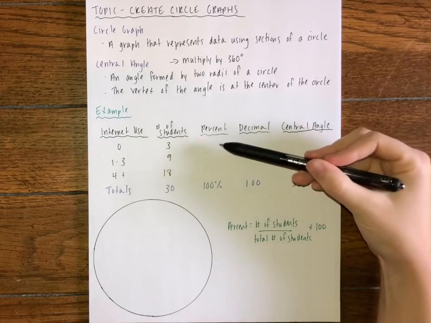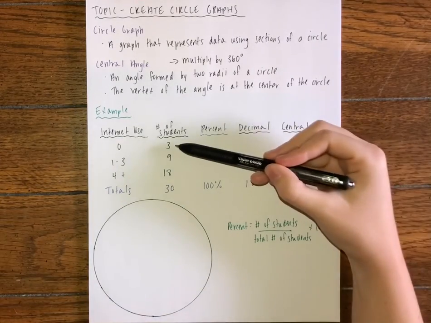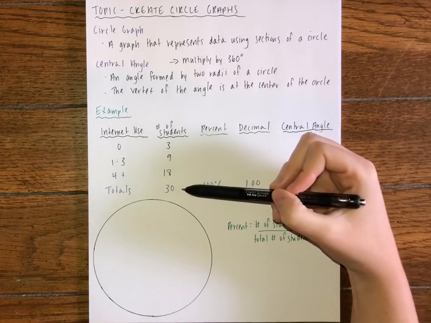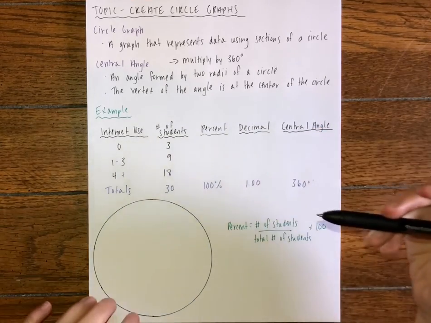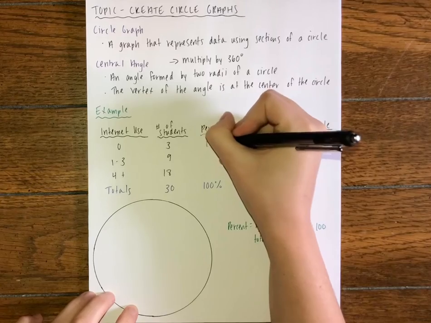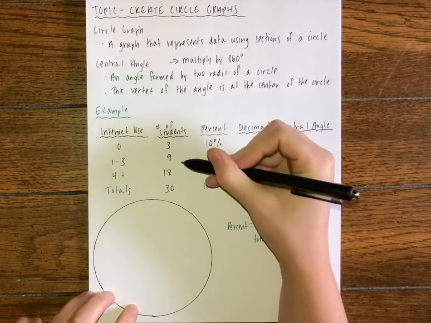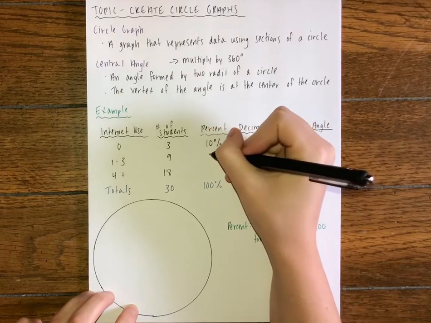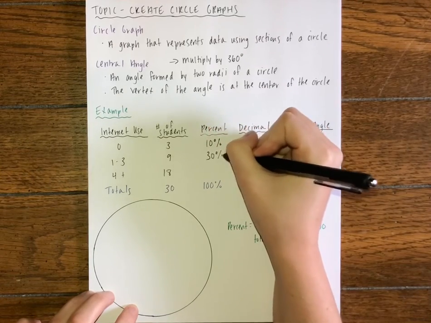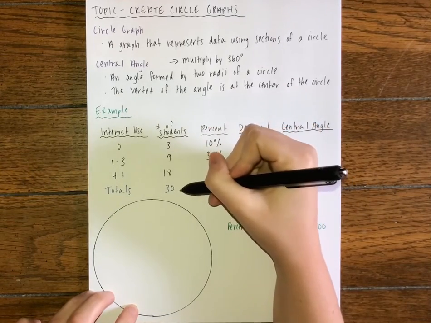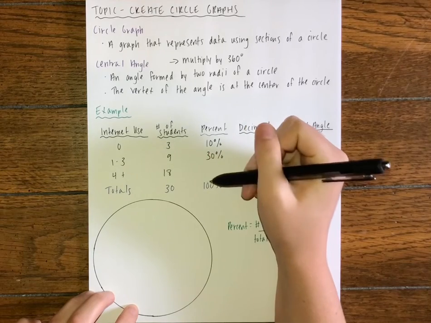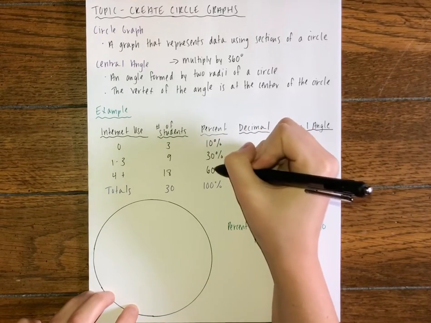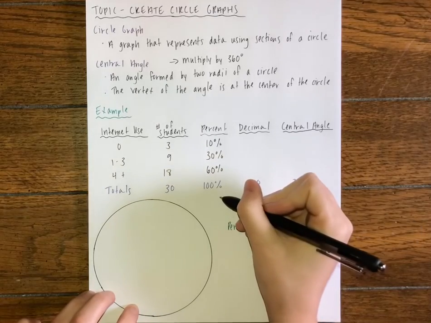So here we have the percent. We have 3 students divided by 30 multiplied by 100 is going to be 10%. 9 students divided by 30 multiplied by 100 is going to be 30%. 18 students divided by 30 multiplied by 100 is going to be 60%, and that will add up to 100%.